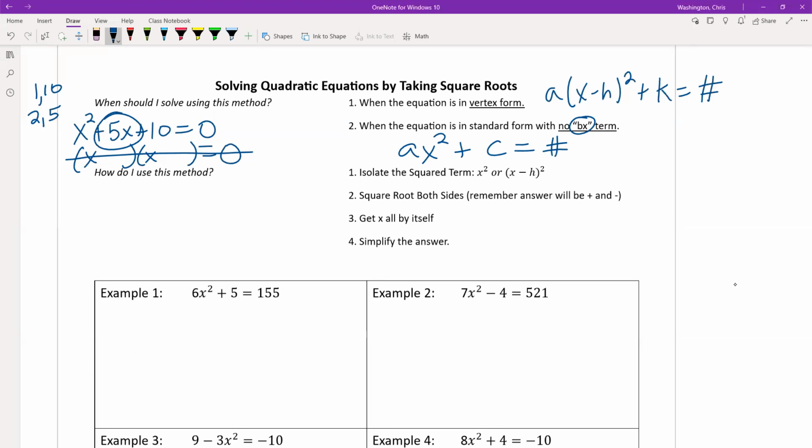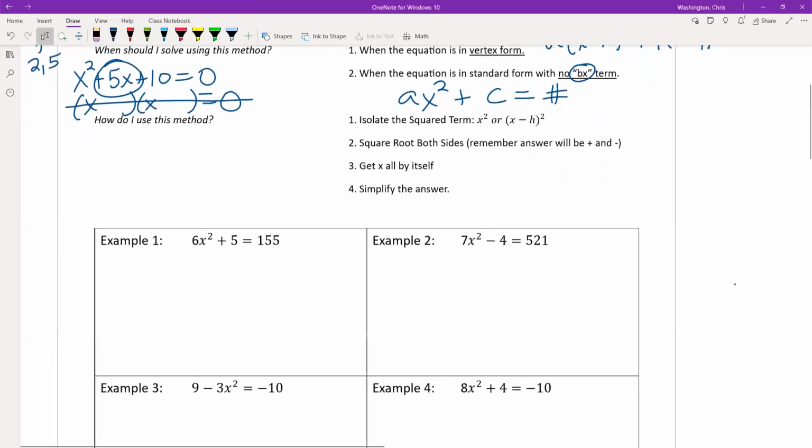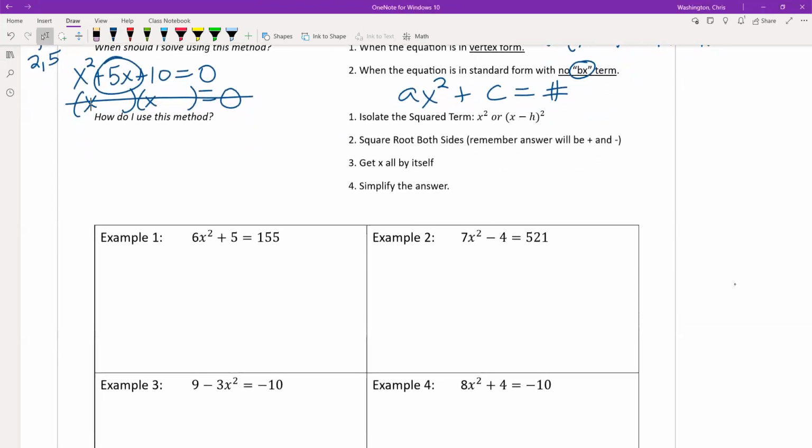So how do we use this method? How do we solve by taking square roots? The first thing we want to do is isolate the squared term. That seems really complicated, but it's really the same idea as this. If I had 5x plus 2 equals 22, and I asked you to solve for x, this is really all step 1 is asking you to do: get x by itself. We're just going to get x squared by itself.